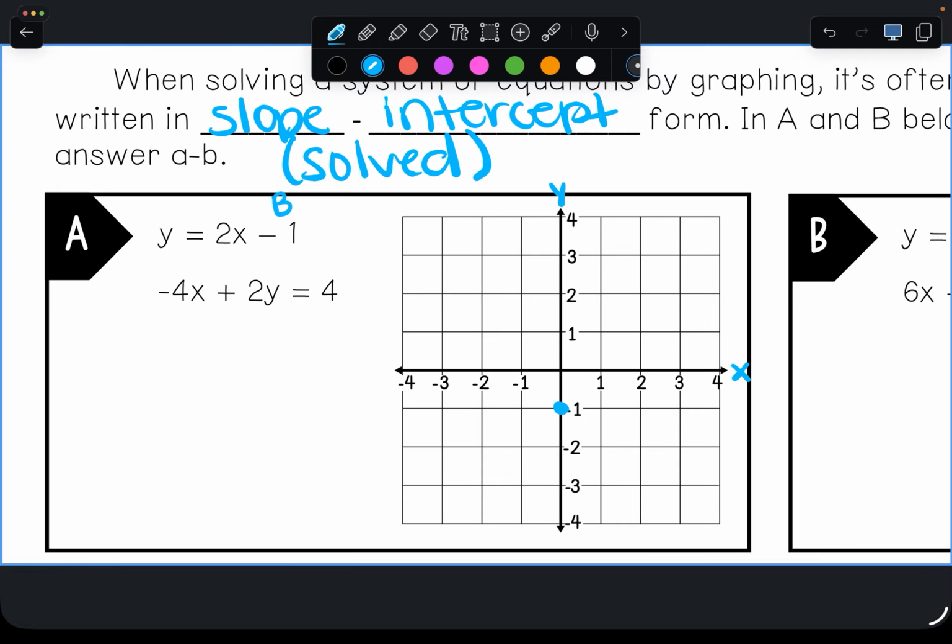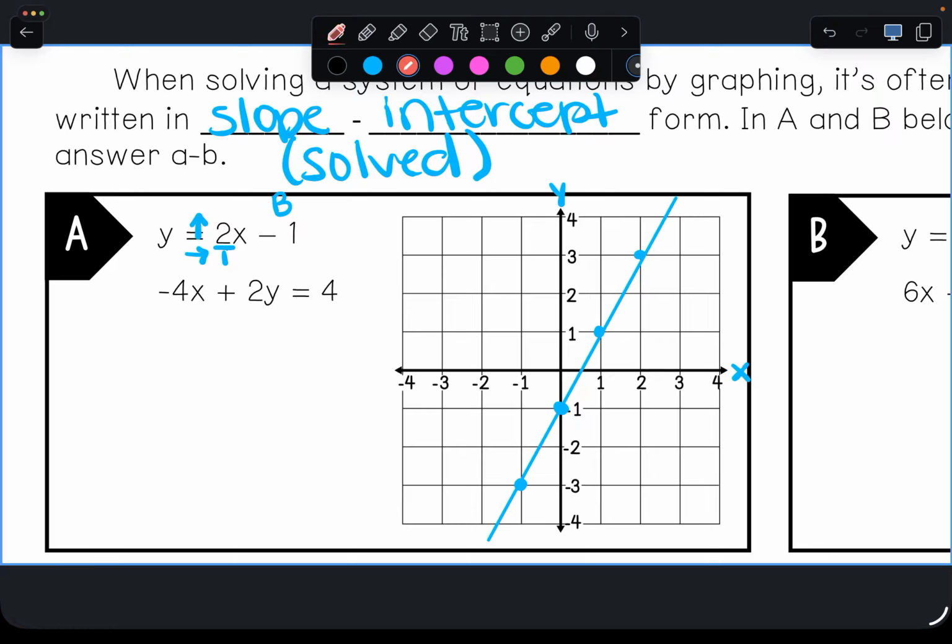What do you notice? They're both the same, so they're stacked. That means that these two lines are intersecting at every single point. So it does have a solution.